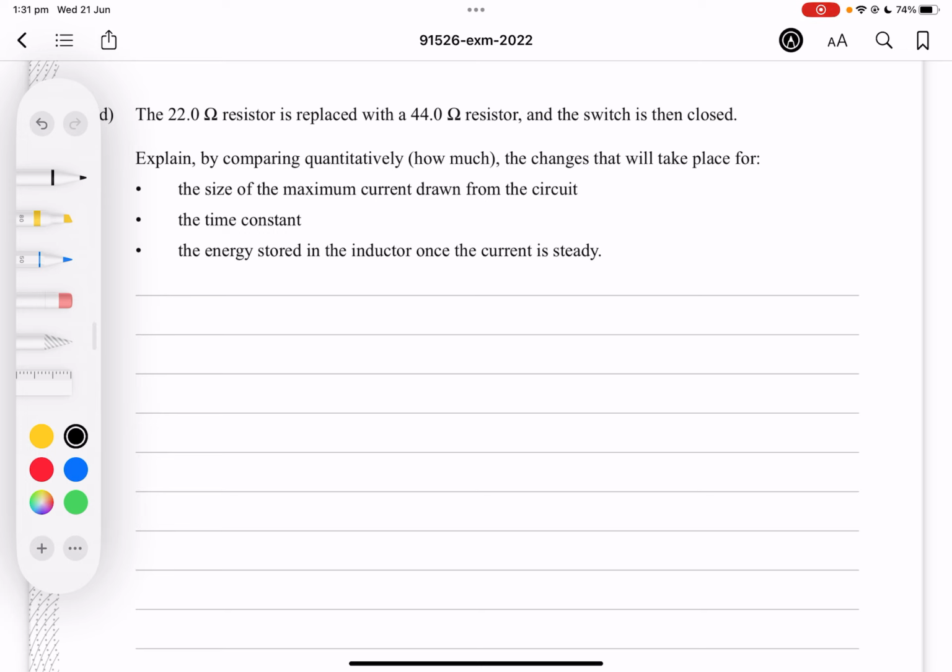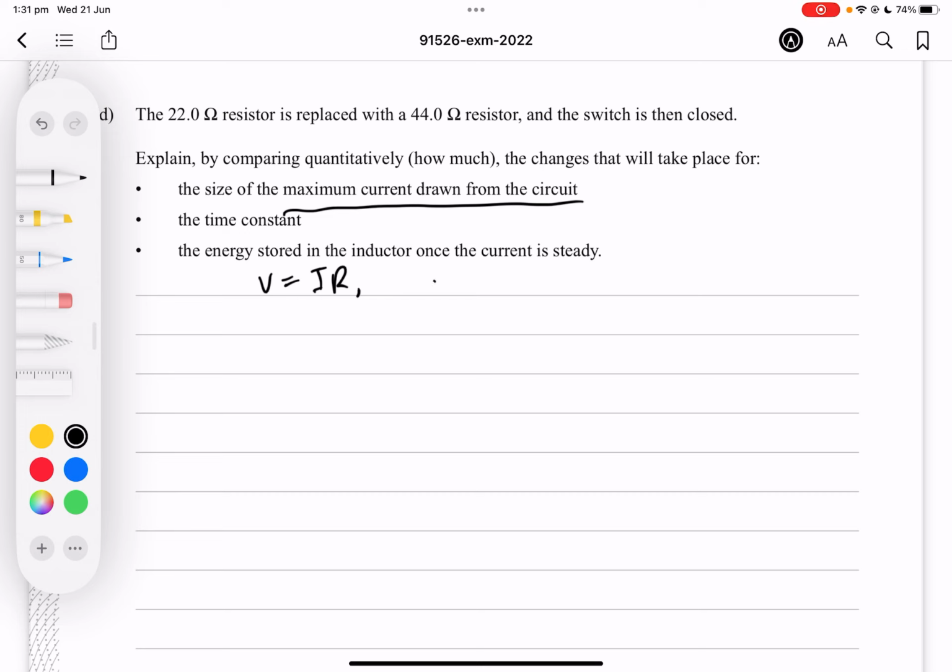Okay. So in terms of the maximum current, we know that the maximum current is referring to that steady state current that we were talking about before in question B. So that's when the induced voltage across the inductor is equal to 0 volts, and then the entire source voltage is going to be over that resistor. So that's going to be when the maximum current is drawn, so V equals IR. And if the resistor is doubled, therefore the current will be halved.